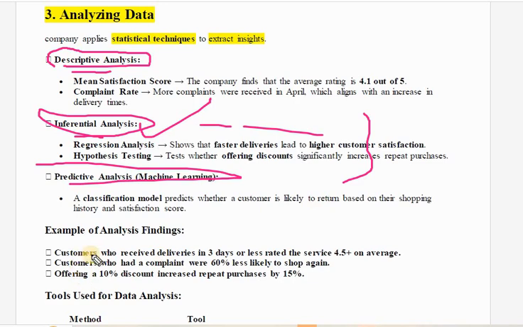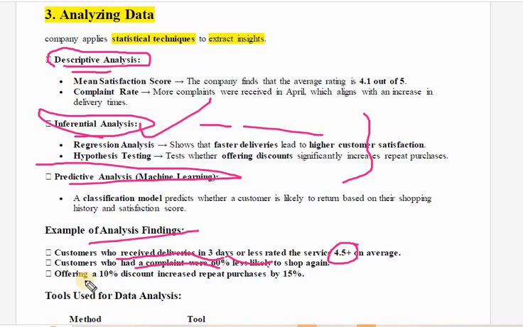Then it would conclude a few things, and this is the main important part. After all this, they would conclude that customers who received deliveries in 3 days or less rated 4.5 on average. The higher rating means they are very satisfied with the service. Customers who had a complaint were 60% less likely to shop again. Those who got complaints are not shopping again, from the data they have analyzed.